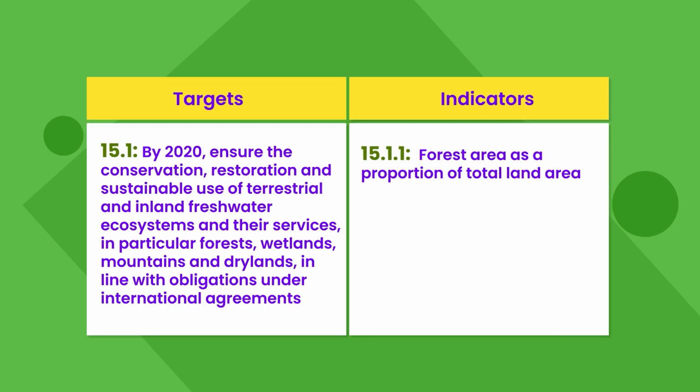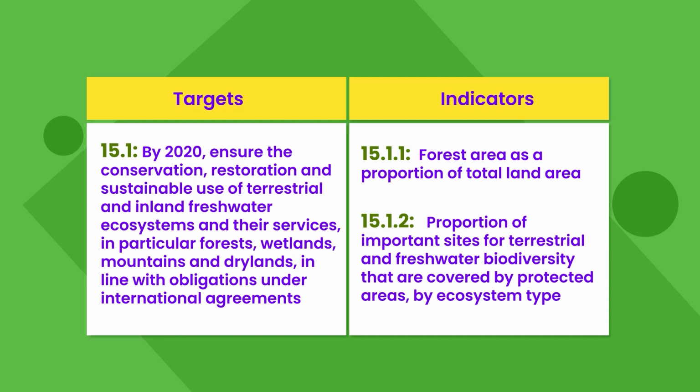The first is forest area as a proportion of total land area of that region, of that state, of that country. The second indicator to look into progress is the proportion of important sites for terrestrial and freshwater biodiversity that are covered by protected areas, by different ecosystem type.